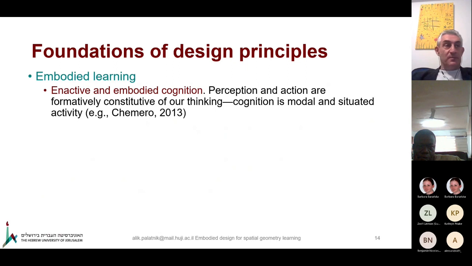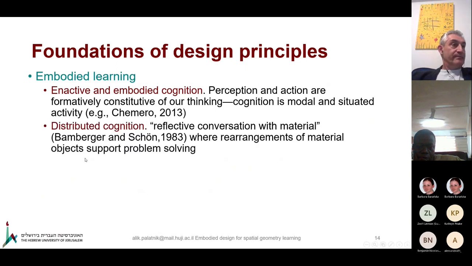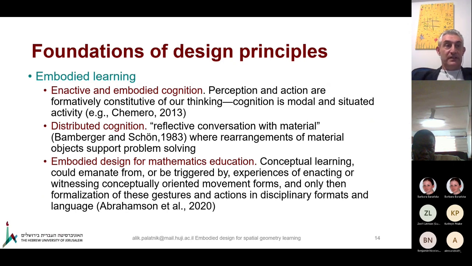So first of all, I'm talking about embodied learning. First one, as I just cited, distributed cognition. So we have a reflective conversation with material when we are working, for instance, with different materials, when we're constructing something, where rearrangement of material objects supports problem solving. And also embodied design for mathematics education. So Abrahamson and colleagues stated that conceptual learning could emanate from, or can be triggered by, experiences of enacting or witnessing conceptually oriented movement forms, and only then formalization of these gestures and actions in disciplinary formats and language.